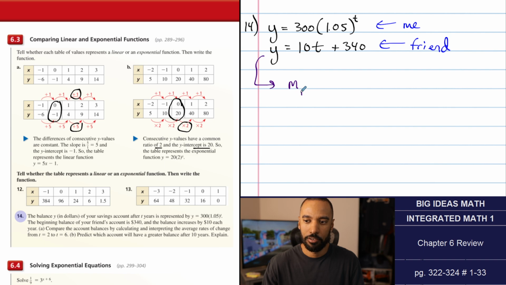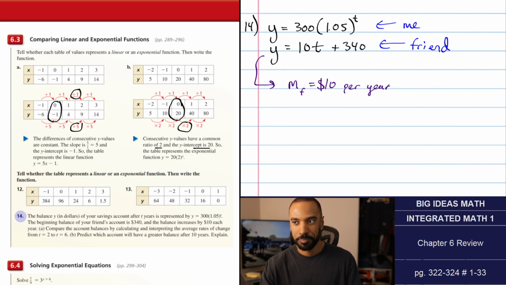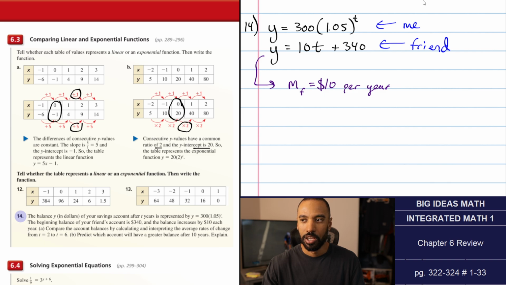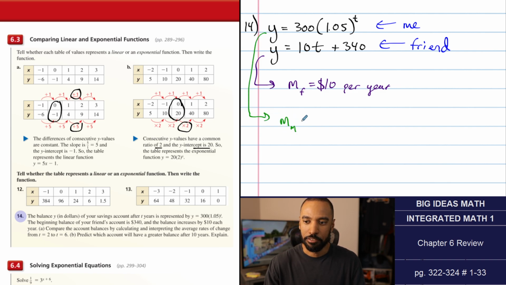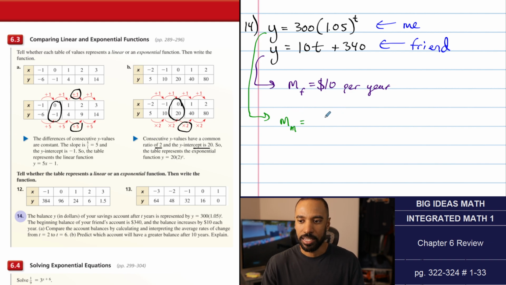So slope of friend, I'll put M of MF, is 10. So that's $10 per year on average from year 2 to 6. From any year, really, that's going to be the case. For me, it's going to be a little bit different. For me, what I have to do, the slope of me from years 2 to 6, I have to find out what we get from... You know, I really want to use f of x, g of x, things like that.